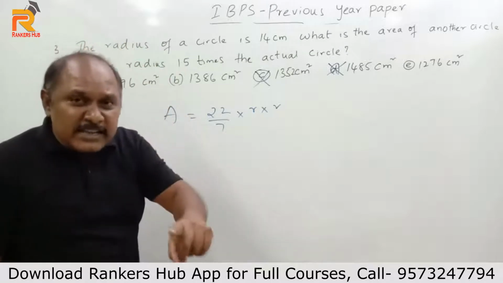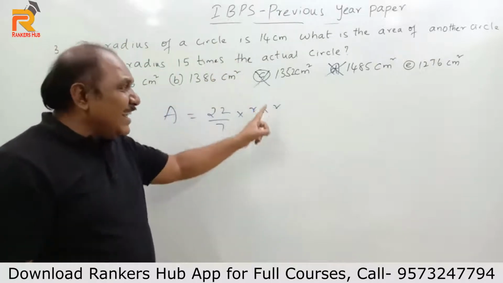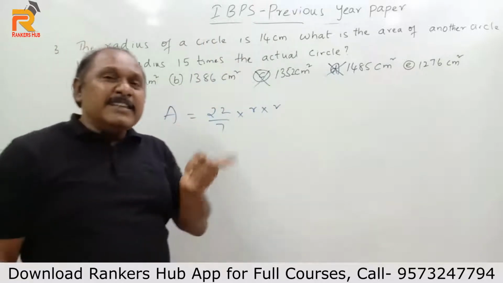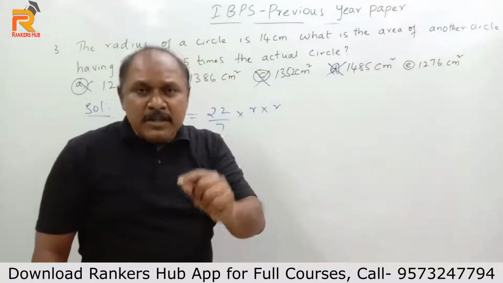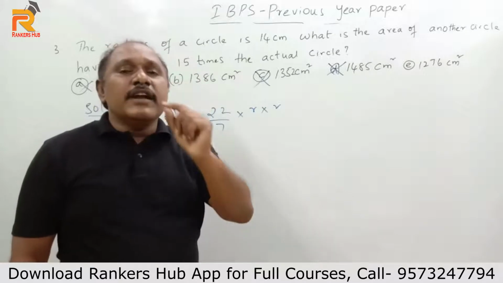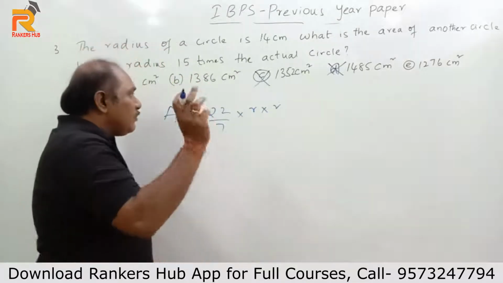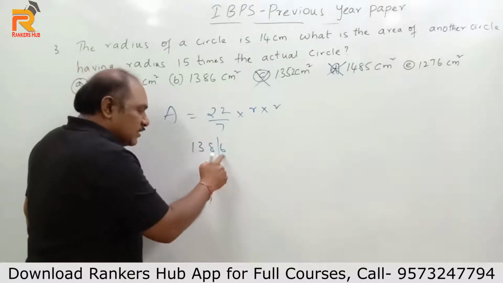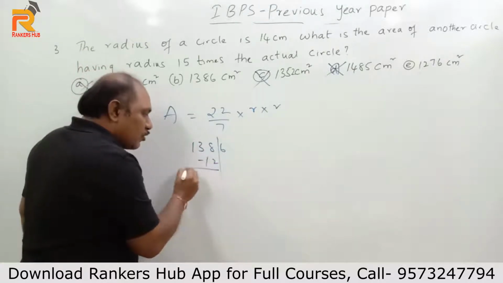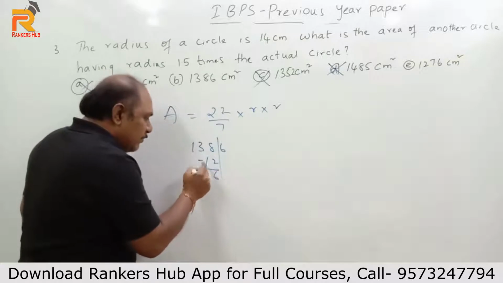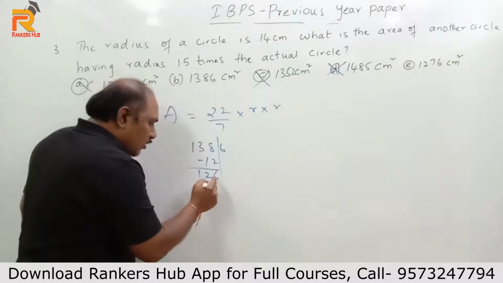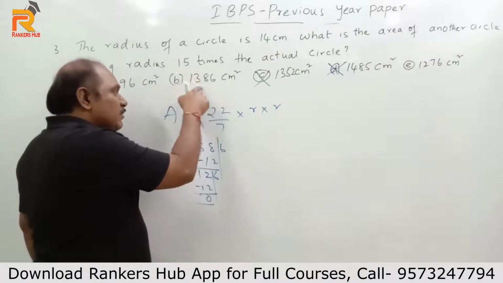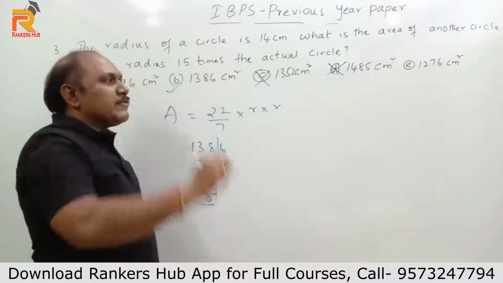But here one more condition is there. The radius is 1.5 times 14. That means it should also be a multiple of 7. So now check the rule for divisibility of 7. For 1386, separate 6, double it, 12. 8 minus 2 is 6, 3 minus 1 is 2, 1. Now double 6 is 12, 12 minus 12 is 0. So this number is divisible by 7 also. So this should be the answer for my question.